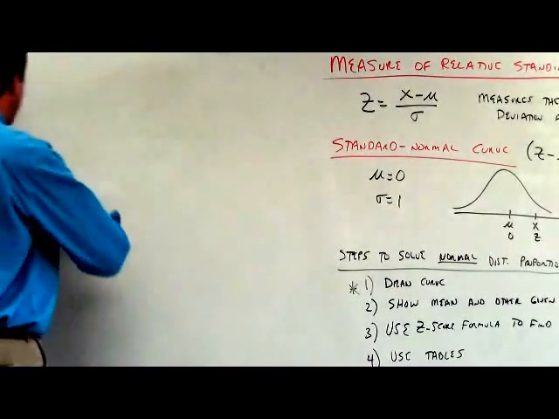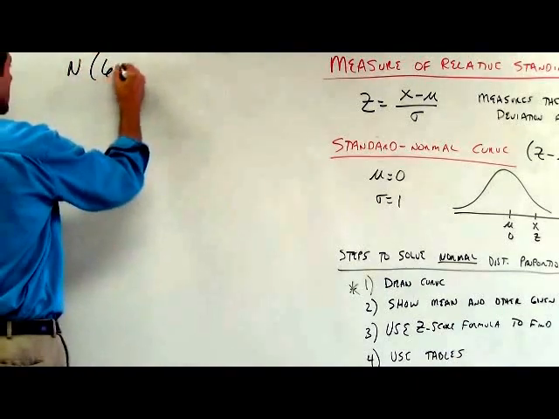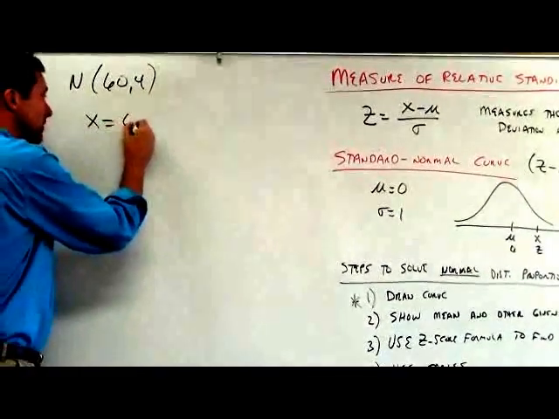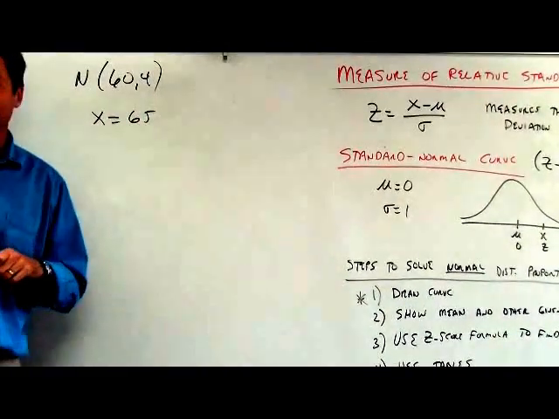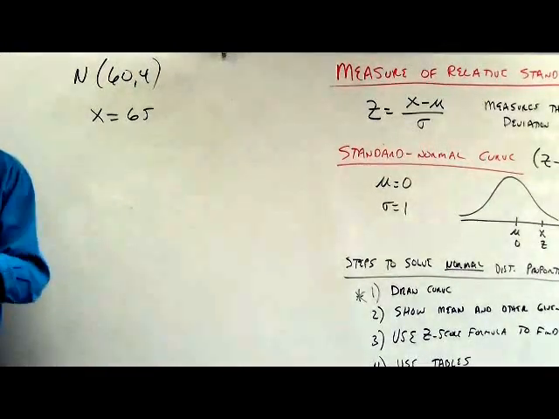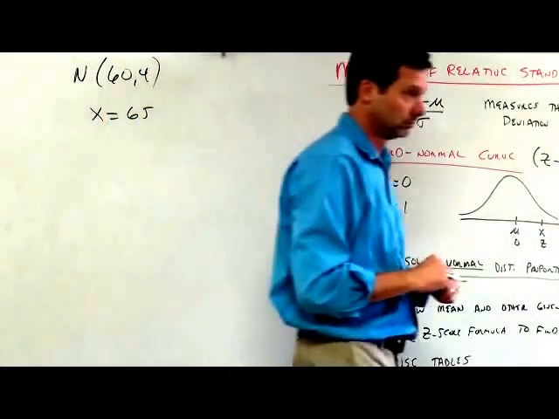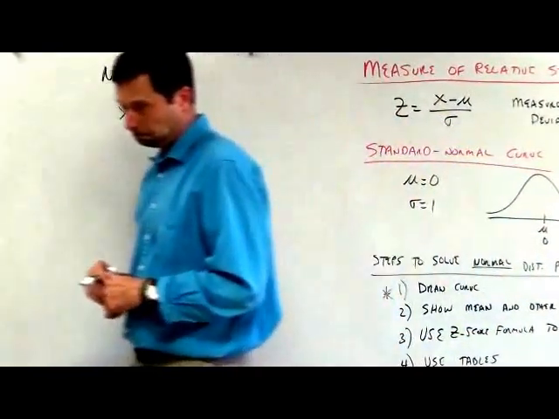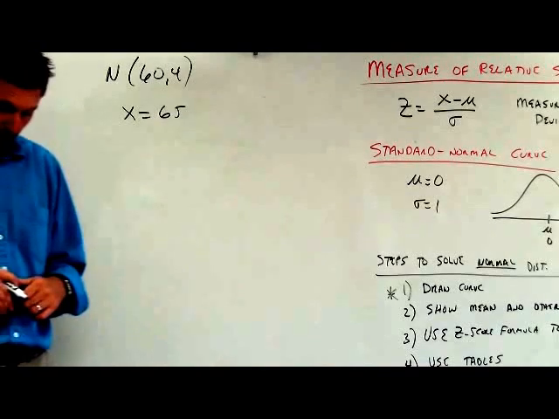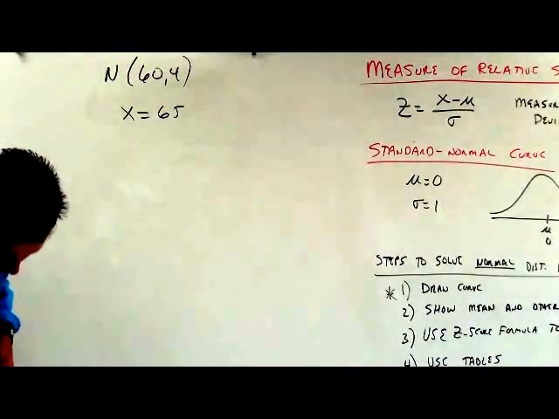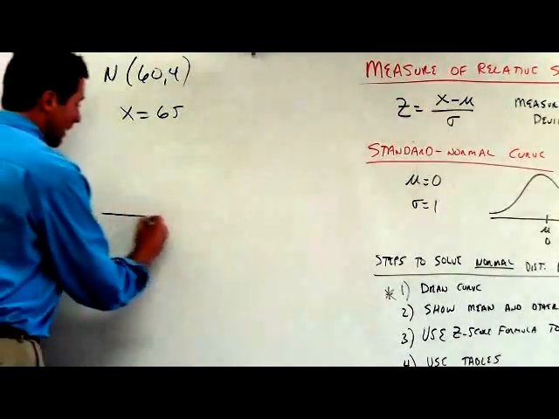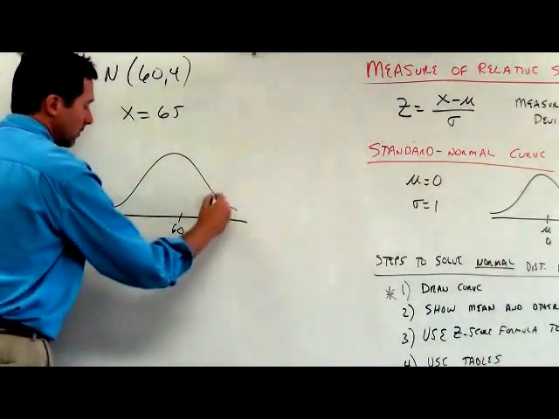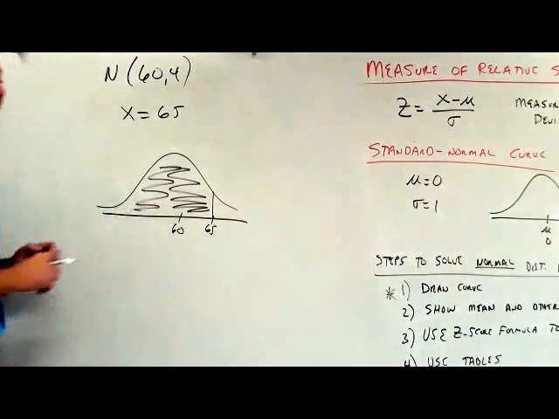All right, now let's get a little bit trickier. Let's say I do in fact have a normal distribution with a mean of 60 and a standard deviation of 4. And let's say I got a score of 65 and I want to know what percentile that puts me in. Okay, draw your picture. Remember what I need here now: I need the mean, I need your score, and I need you to shade that region. That's what I'm looking for.